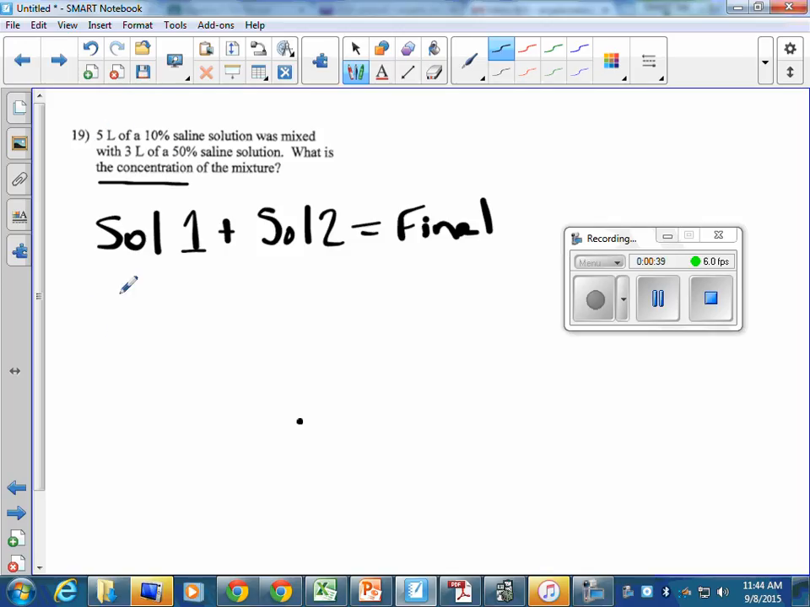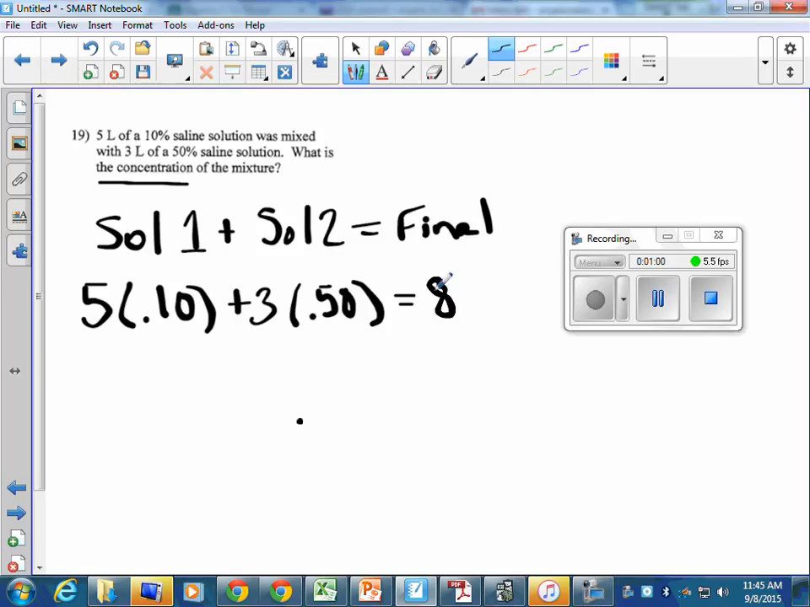So the first thing I'm going to do is take 5 liters of a 10% saline solution. So 5 times 0.10, and I'm going to mix that with 3 liters of a 50% saline solution. If I'm mixing 5 liters with 3 liters, I'm going to end up with 8 liters. What I don't know is what the percent is for that mixture, and that's what they're asking me to find. So I just solve this for x. 5 times 0.10 would be 0.50. 3 times 0.50 would be 1.5 equals 8x.